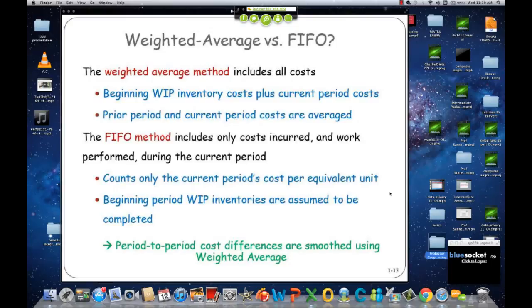It uses those costs, it uses those equivalent units. The result is from period to period you have smoothing, which is what weighted averages do. They smooth from period to period. You have a smoothing of your analyses.